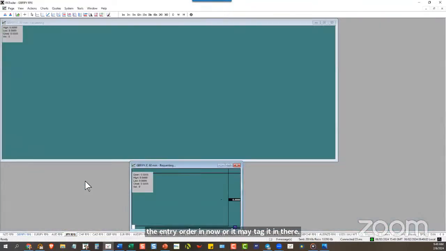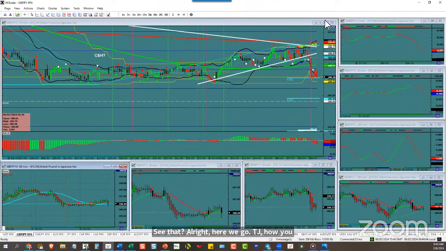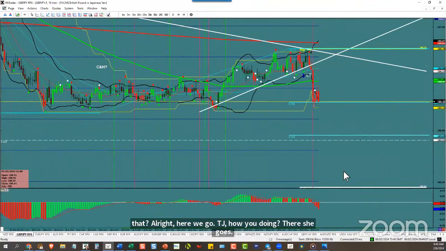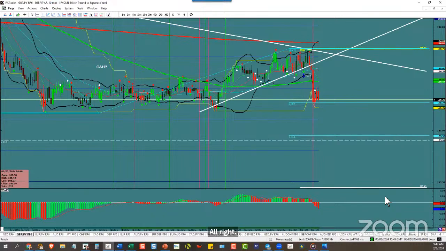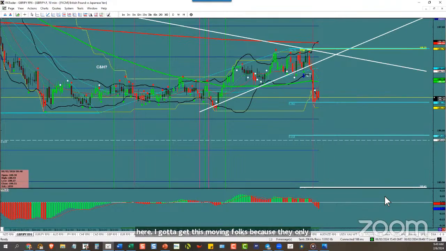GJ, how you doing? There she goes. Well, second trade coming in very shortly here.